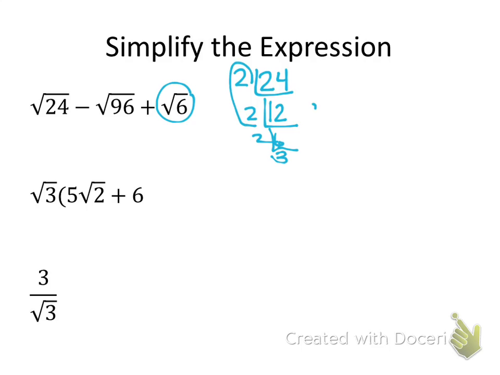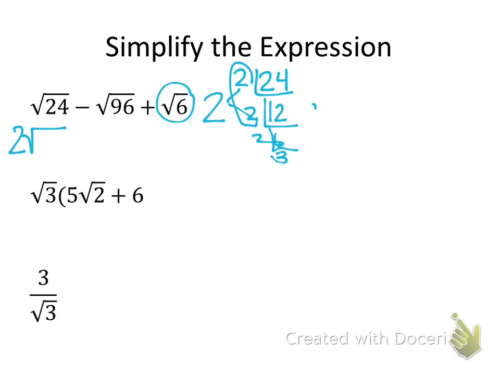Okay? I've got a pair of 2's. What that means is that pair becomes 1 two that I can take out of the radical. I can put it on the outside. 2 does not become 4, okay? It doesn't become 2 plus 2, or 2 times 2, which is 4 also. It just becomes 1 two. And I can put that on the outside of the radical.